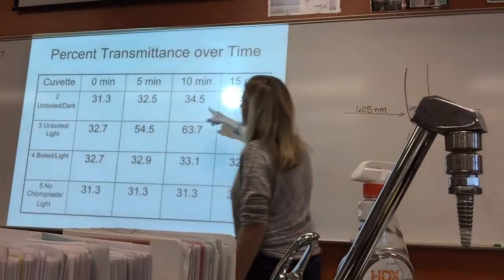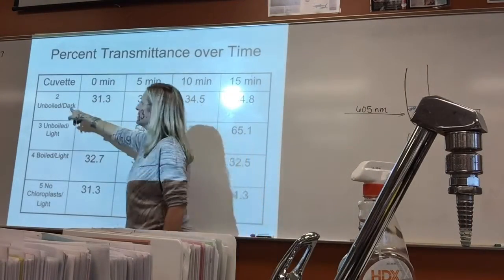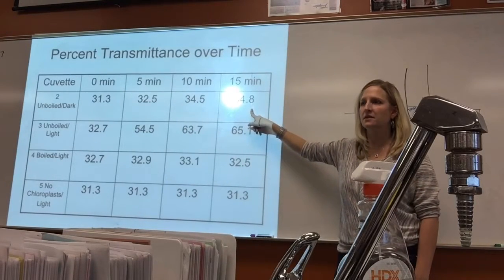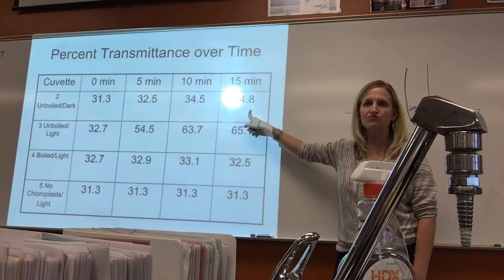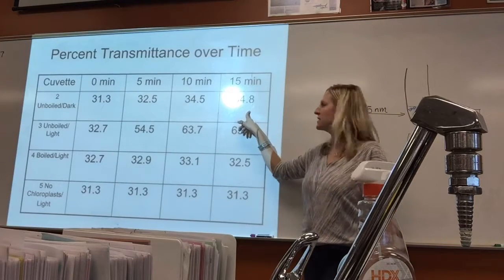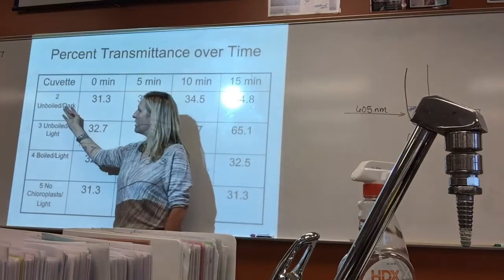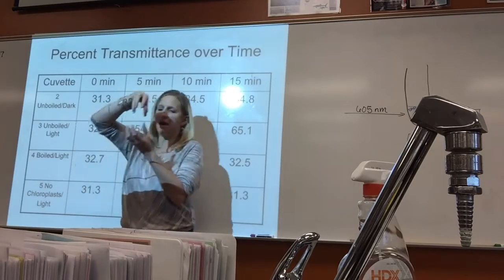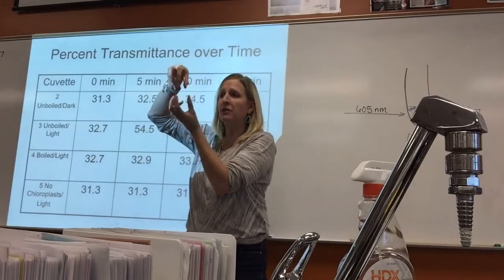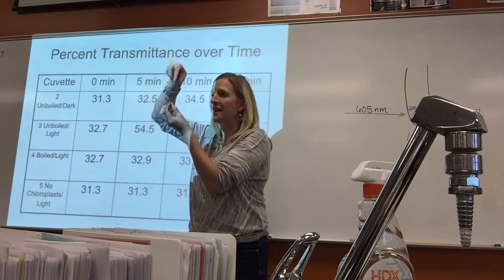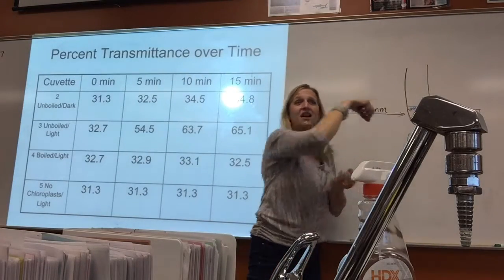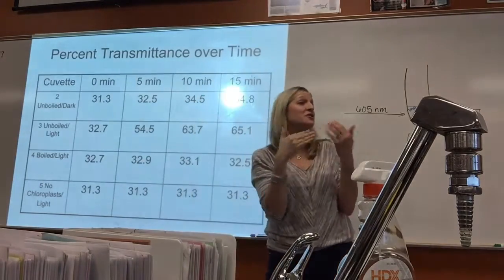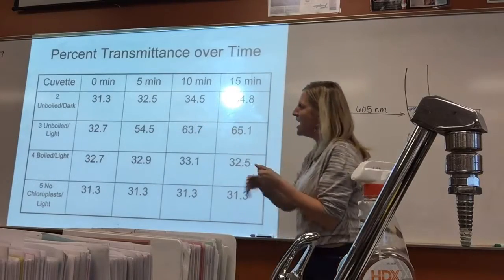Can somebody explain, if it's unboiled in the dark, why would it get an increase here? Do you have an idea? It has to do with the setup. So in the dark, how do we put it in the dark? In tin foil, right, aluminum foil, and so it covers it up. But remember, every 5 minutes, what do you have to do? You have to take it out and put it in the machine. So therefore, it's really not 100% in the dark all the time. So it does usually do some photosynthesis because of that.